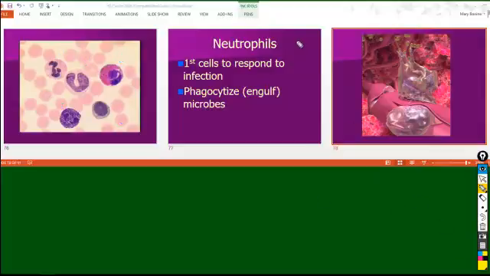The first one is the most common one. It makes up about 60% of your white blood cells, and these are neutrophils. They're our first responders to infection, and they're really good against bacteria for 2 reasons. One, they can engulf or phagocytize those microbes. Secondly, they secrete something called lysozyme, which is a natural antibacterial. And so that combination means they're really good against bacteria.